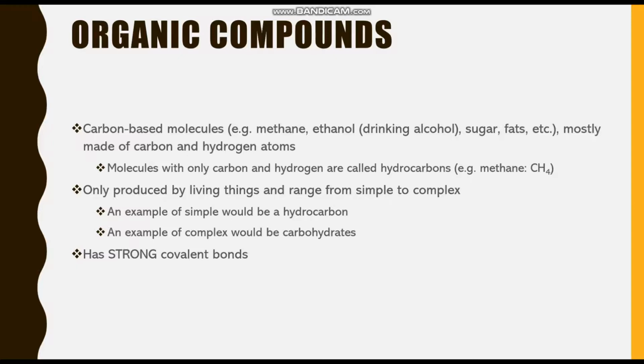Organic compounds are also only produced by living things and range from simple to complex. Obviously, nowadays we can create these organic compounds in labs, but in general, without the labs, only living organisms can produce them. An example of a simple organic compound would be a hydrocarbon, so CH4 again. Hydrocarbons are usually known as the simple organic compounds, and an example of a complex organic compound would be carbohydrates, which, as mentioned before, would be sugar. That would be something like glucose, C6H12O6, and so on.